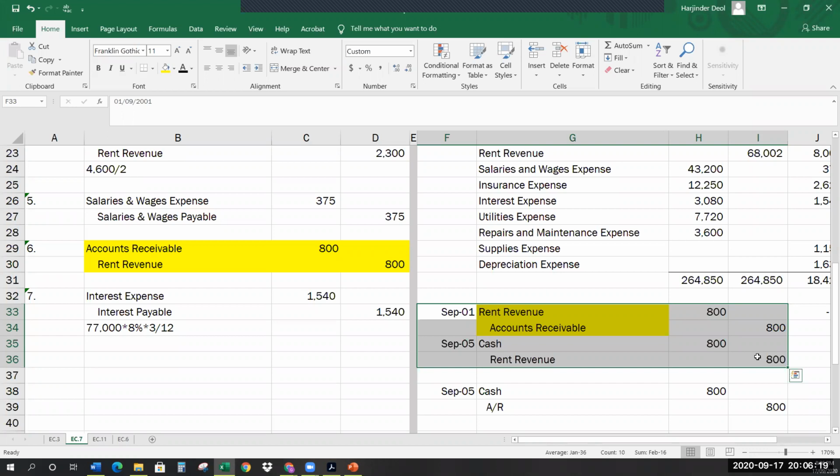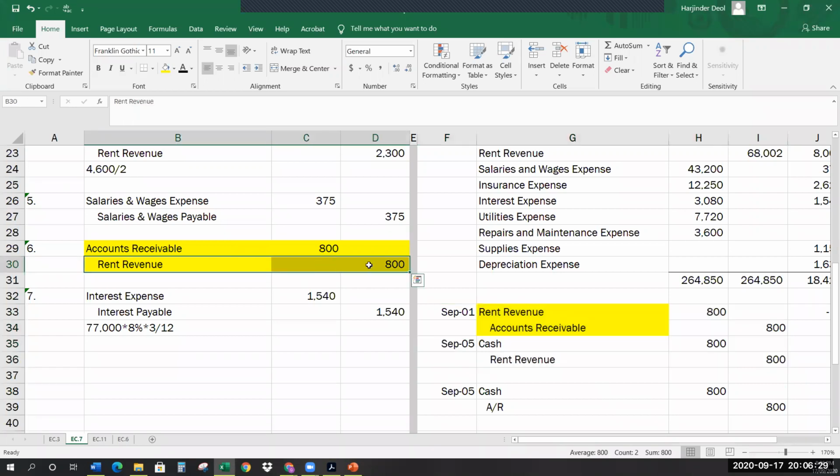Hold on one second. The rent revenue was earned in August. So if I make two T accounts, one in August and one in September, in August my rent revenue will have $800. That's exactly when I earned it, and that's when I'm saying I earned it.